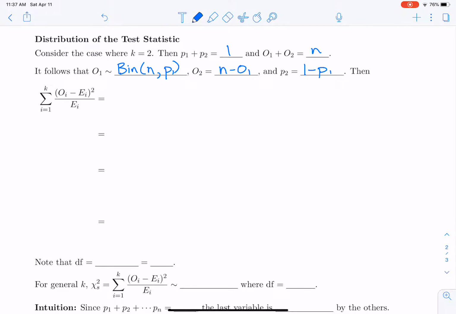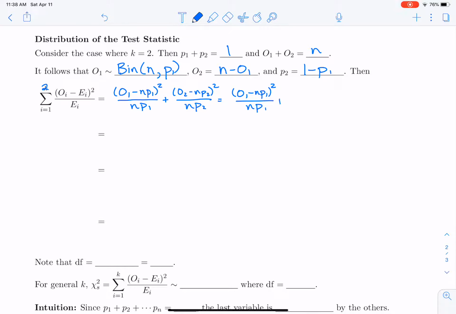So we're going to take the sum of (O_i minus E_i) squared over E_i. Well, in this case, we're really only going to have two categories. So we're going to take our observed minus the expected frequencies, which is np1. We're going to square that, and then divide by np1. And then for the second one, we would have (O2 minus np2) squared divided by np2. And that's going to equal (O1 minus np1) squared over np1. So I'm not going to change that one.